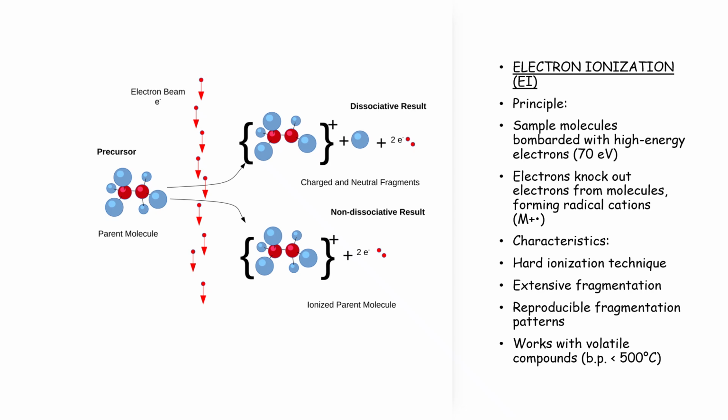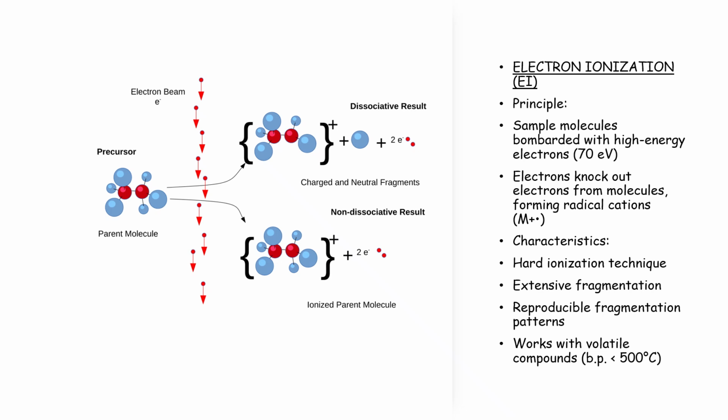Let's start with one of the oldest and most established techniques, that is electron ionization. So here's how it works. Your sample molecules get bombarded with high energy electrons. We are talking 70 electron volts here. These electrons essentially knock out electrons from your molecules, forming what we call radical cations.